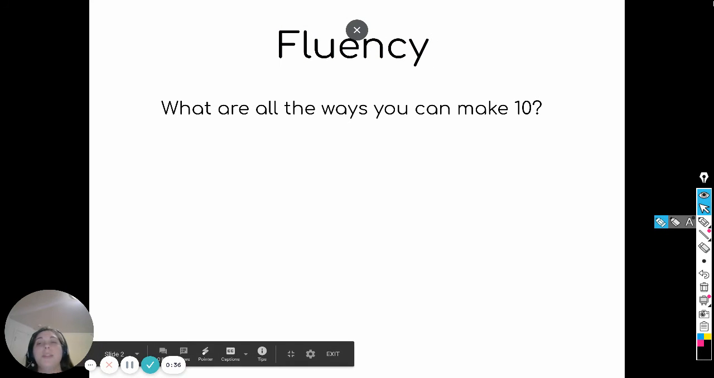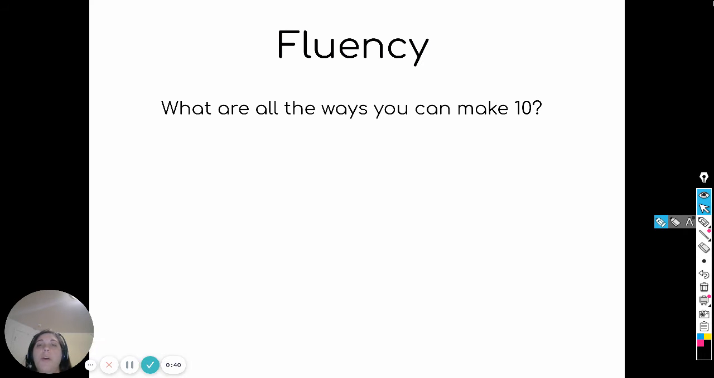First, we're going to do our fluency. I'm going to have you message me the answer in GoGuardian. I just want you to pick one way, and then we're going to make a list. What are all the ways that you can make 10? I'm going to start you off with an example so you understand what I mean.